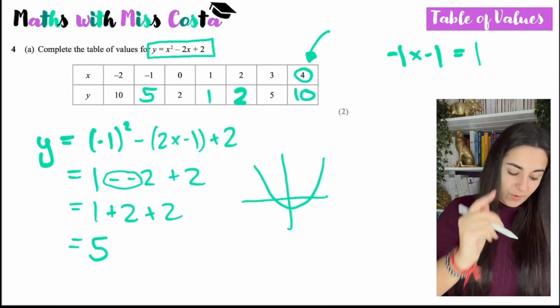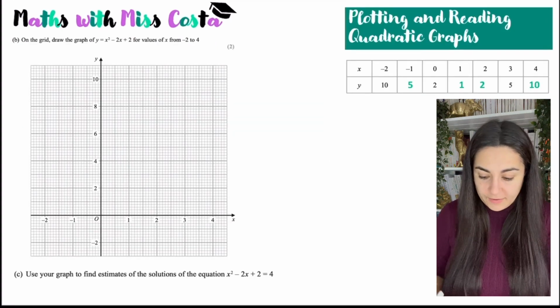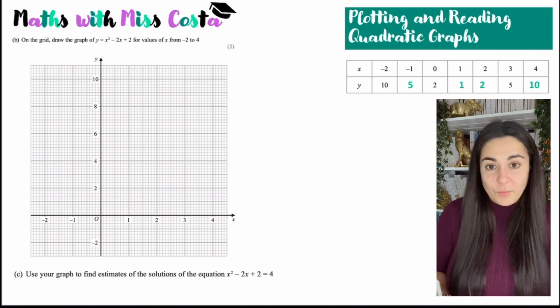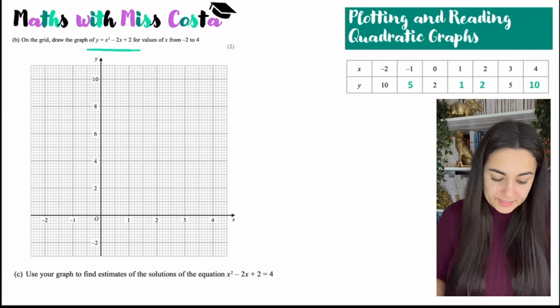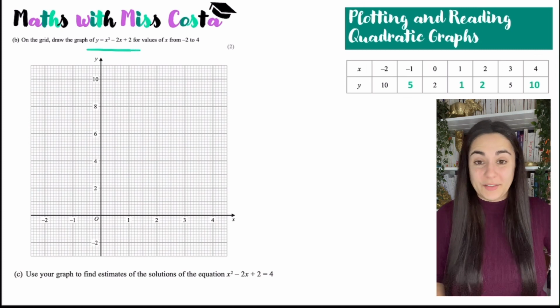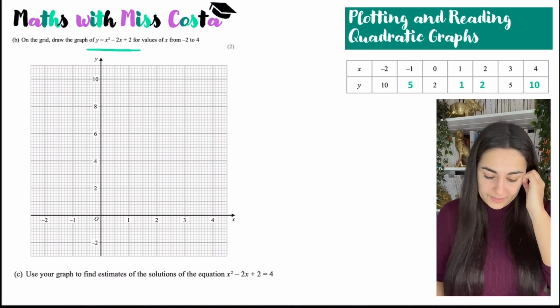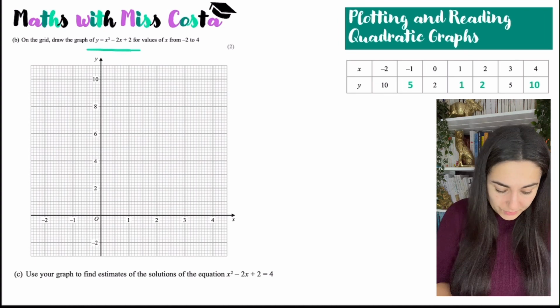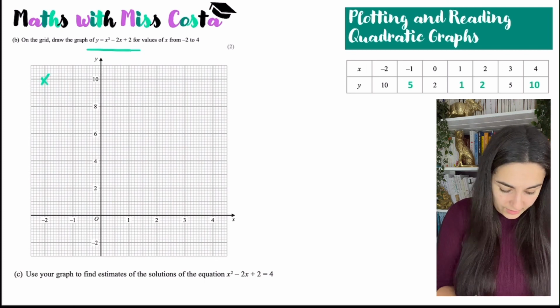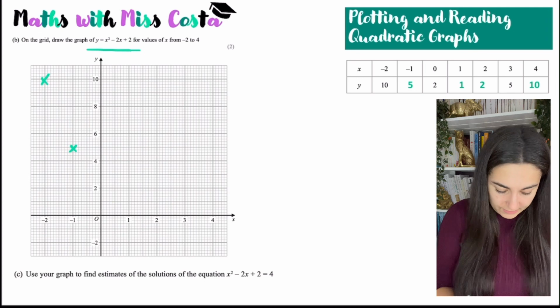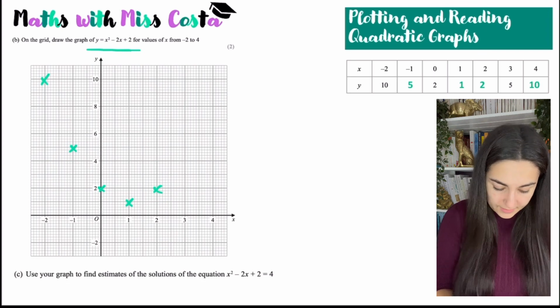And on the next page over here, I've already filled in the graph with a table of values. And what we need to do is draw the graph of y equals x squared take 2x plus 2. That's what you use a table of values for, so that you get your coordinates so that you can plot it. So your x coordinate is negative 2, your y coordinate is 10. So we go along the x-axis and up to 10. Then you've got negative 1 and 5. Then you've got 0 and 2. Then you've got 1 and 1. Then you've got 2 and 2. 3 and 5 and 4 and 10.